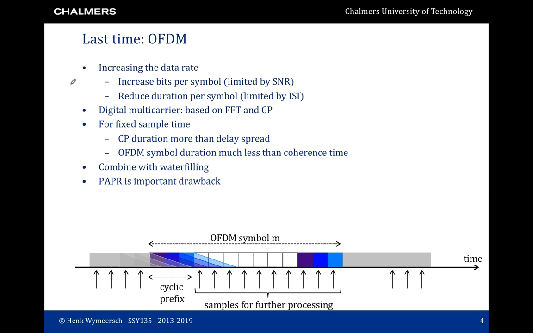OFDM creates parallel channels in the frequency domain and can thus be easily combined with water filling if channel state information at the transmitter is known. An important drawback of OFDM is peak to average power ratio. At the receiver side, for a certain OFDM symbol with index m, we will obtain a number of samples, a few corresponding to the cyclic prefix, which we discard, and then N samples we use for further processing. In these N samples, if the cyclic prefix is sufficiently long, it appears as though an infinitely long periodic sequence was transmitted.